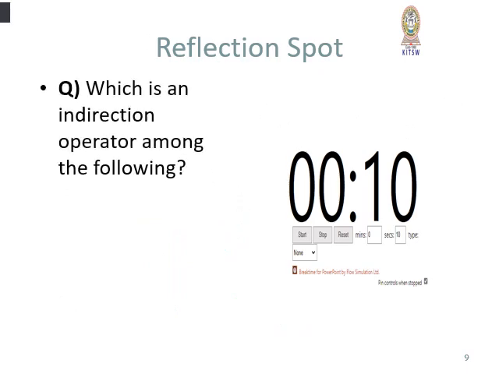Let us see a small query. Which is an indirection operator among the following: star, ampersand, hash and percentile? Pause your video and try to answer this question.